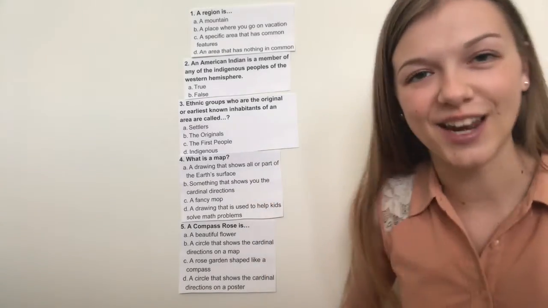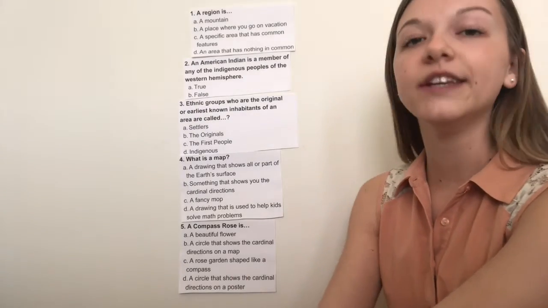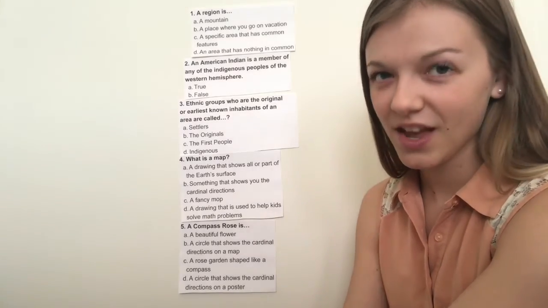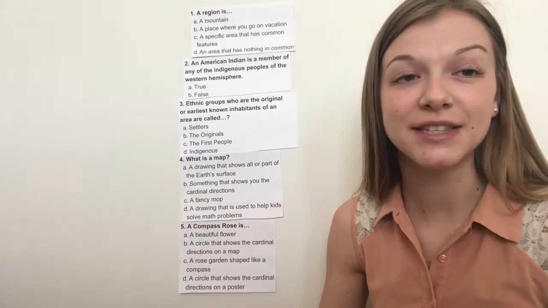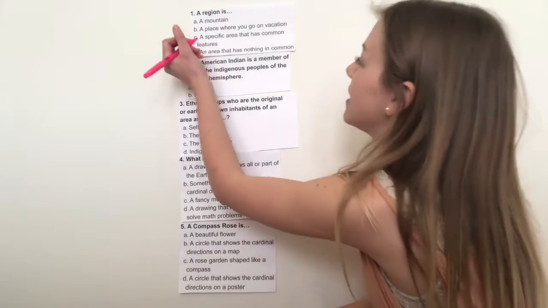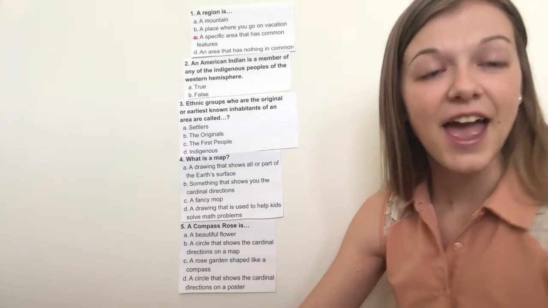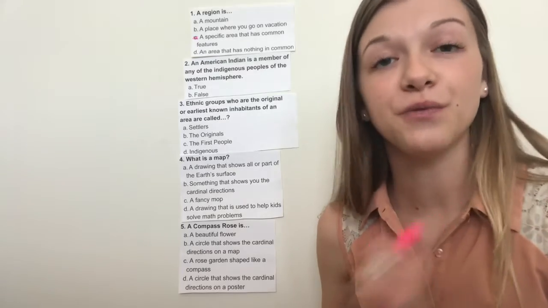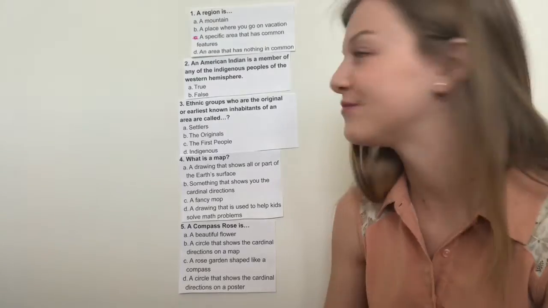Okay, so what we're going to do now is go over the answers for the questions to see how you did. I'm sure you all did great. So we're going to start with question 1. Question 1, a region is, C, a specific area that has common features. I'm going to highlight C for you. And if you got it right, give yourself a nice check mark or a star. And if you got it wrong, circle the right answer so that you know for the future.